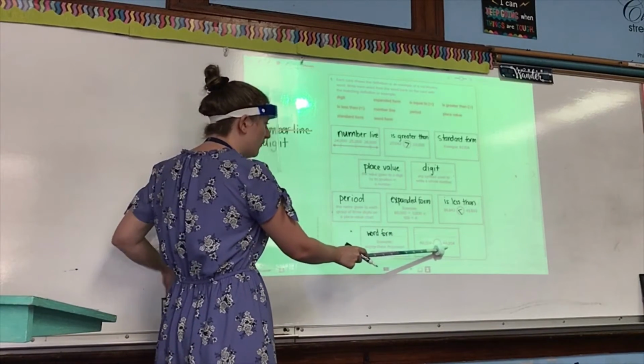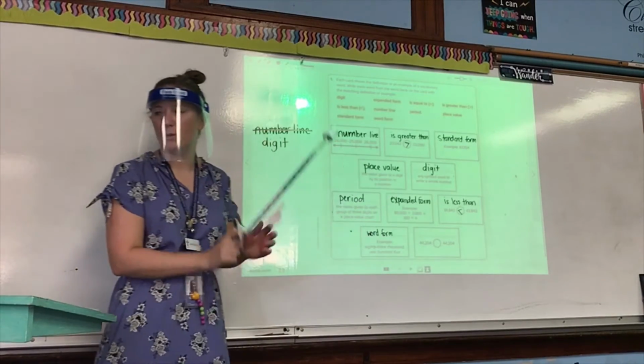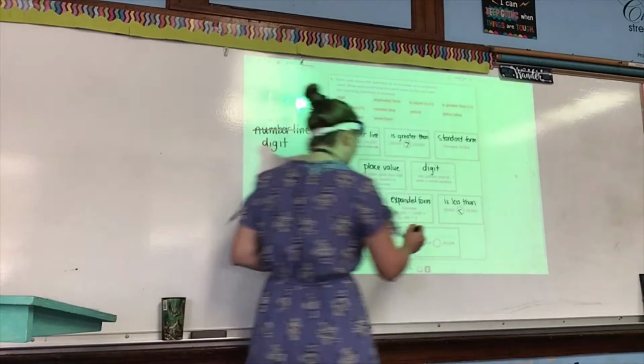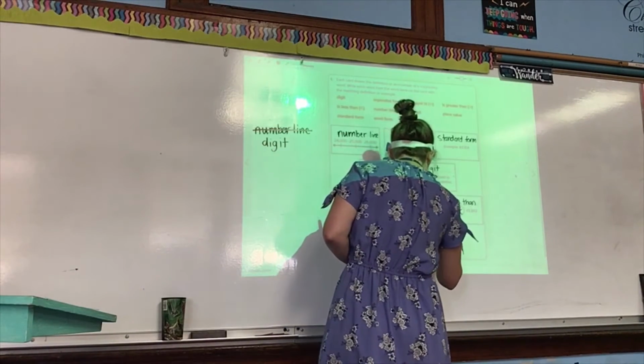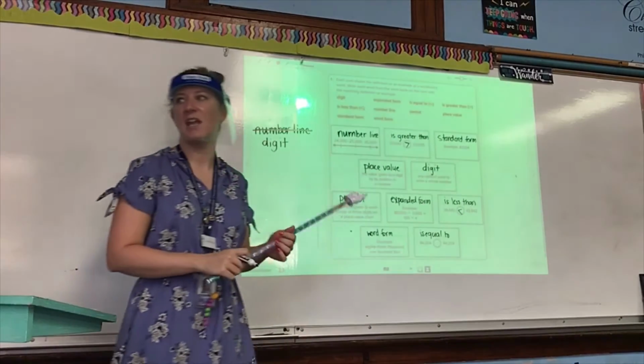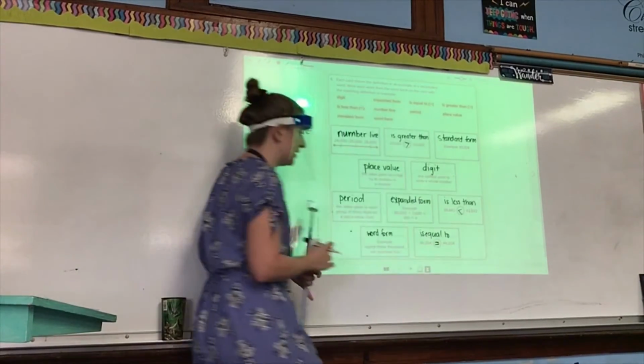44,204 blank 44,204. Victoria, what word goes with that? Is equal to. And then, are we done? Did we just have to write that word? We also had to write the equal sign, which is the symbol for equal to.